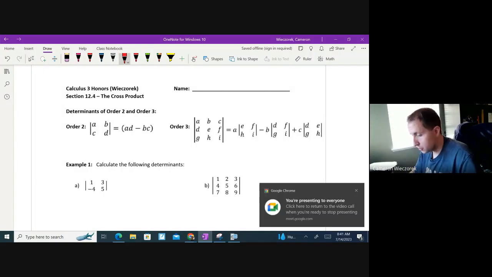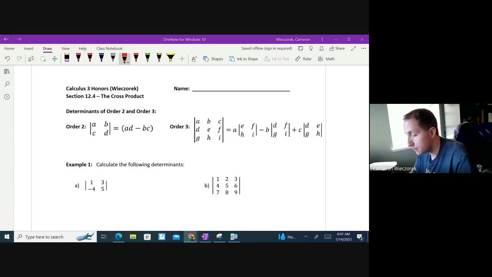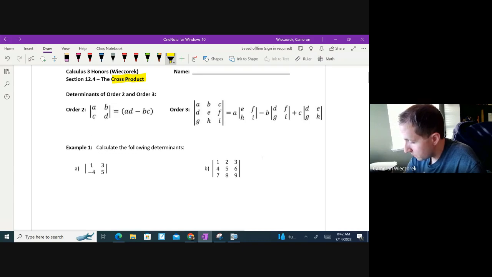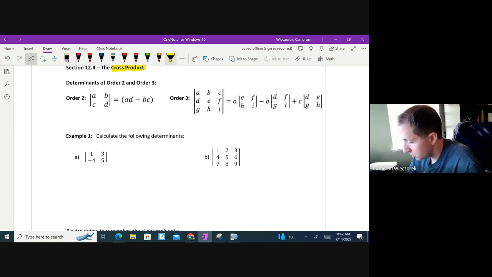All right, so in this section, we're going to look at what's called the cross product. If you remember in our last section, we looked at what was called the dot product of vectors. And so in this section, let's take a look at a new one. Now, before we get started here, we have to have a little bit of background about what are called determinants.